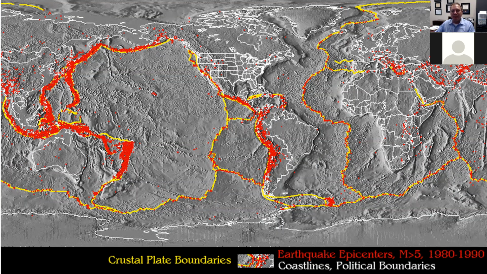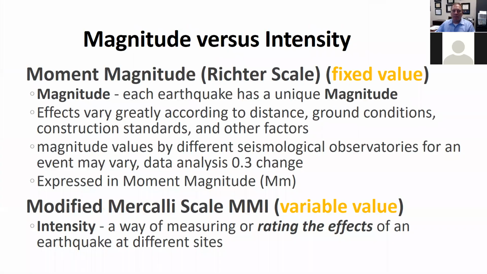So, magnitude versus intensity. Magnitude we measure in moment magnitude, and we've historically measured that on the Richter scale. The main thing about moment magnitude is it helps us understand how much energy was released at the focus point. Remember, we talk about the focus, and then at the surface above the focus is the epicenter.